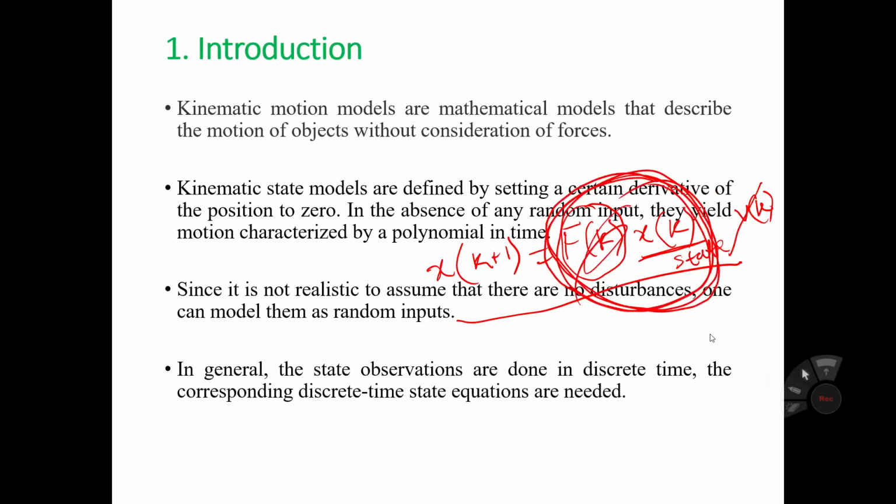It is not realistic to assume that there are no disturbances. One can model them as a random input. So we add some random noise, v of k, in the kinematic model. In general, the state observations are done in discrete time. The corresponding discrete time state equations are needed.